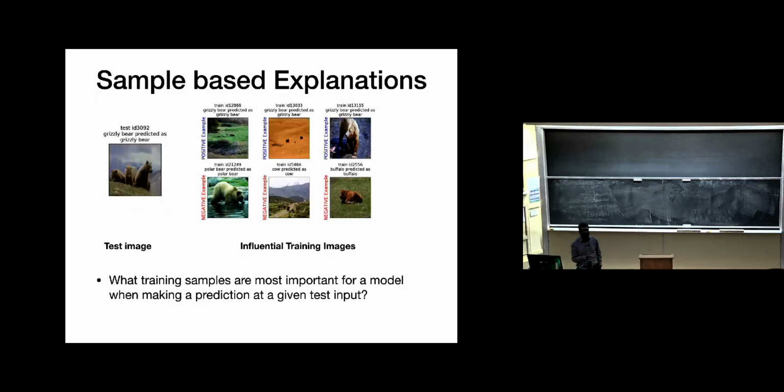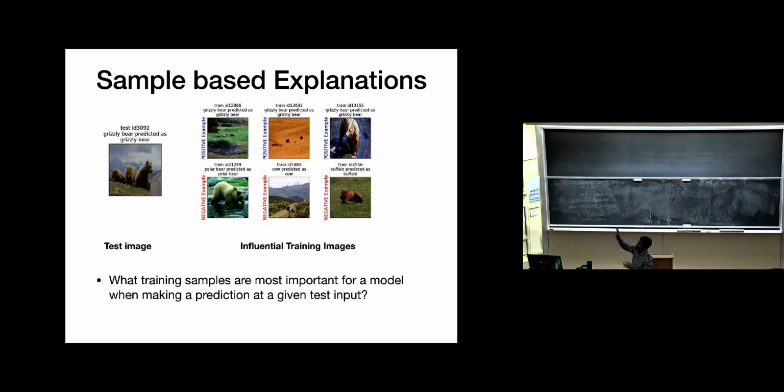So those are one kind of explanations. The other kind of explanations are sample-based explanations. So here is an example on the left, which is a grizzly bear image, right? And here the goal of the AI system is to predict the category of the animal in the image, right? So it is able to successfully predict the animal as grizzly bear.